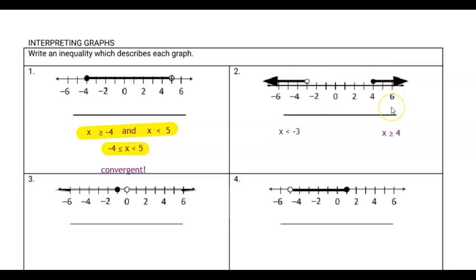These two lines are going apart from each other, so we call this type of inequality divergent. It means that the word in between them is going to be or. So if we put these all together, here's x is less than -3, or x is greater than or equal to 4. Done. Take a look at that third one.